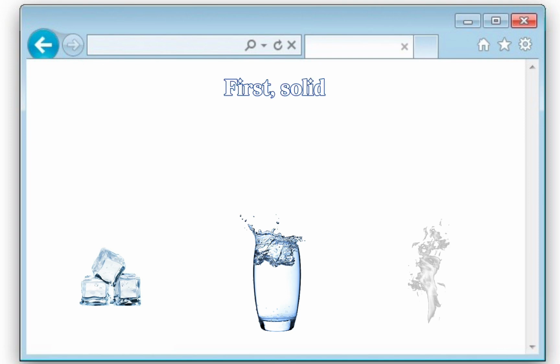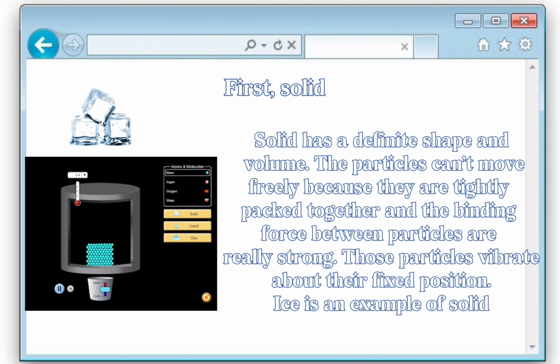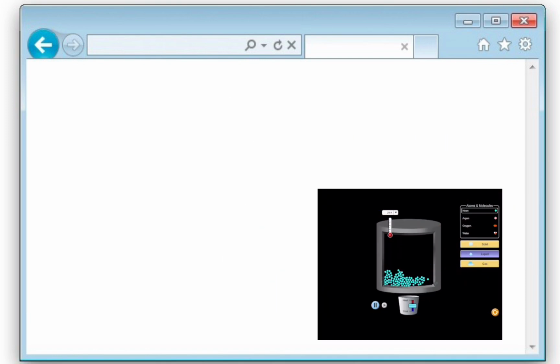First, solid. Solid has a definite shape and volume. The particles can't move freely because they are tightly packed together and the binding force between particles is really strong. Those particles vibrate about their fixed position. Ice is an example of solid.